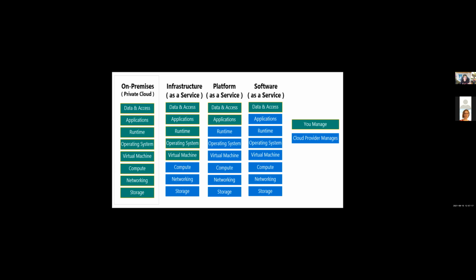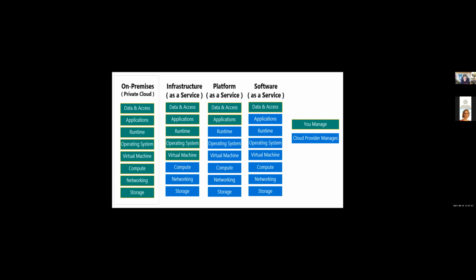Everything here in green-ish is stuff that we or the business would manage ourselves, and blue would be what Azure manages. Obviously on-premise, that's going to be all us. The infrastructure, this is what we would have to take care of. We control who has access, what applications, the runtime, the OS, and we maintain and work on the virtual machines. They deal with the computing power, the networking, and the storage.